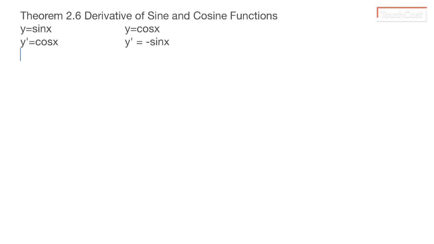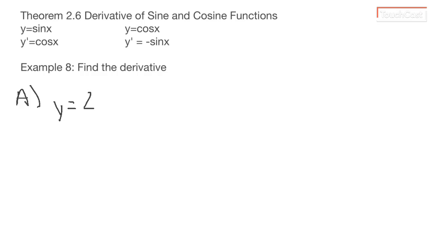So let's look at an example. We'll call it example 8. We're just going to find the derivative. And I'm going to have 4 fairly short ones to show you here. So 8a: we're going to have y equals 2 sine x. We want to find the derivative.